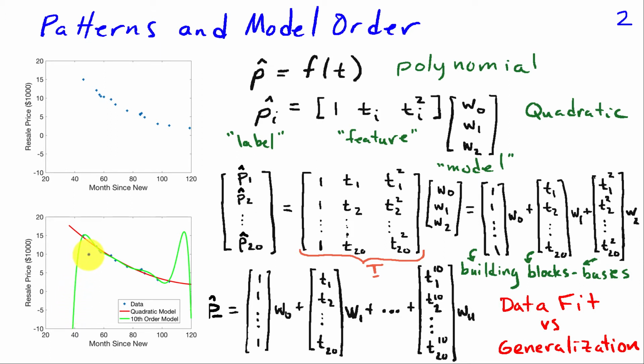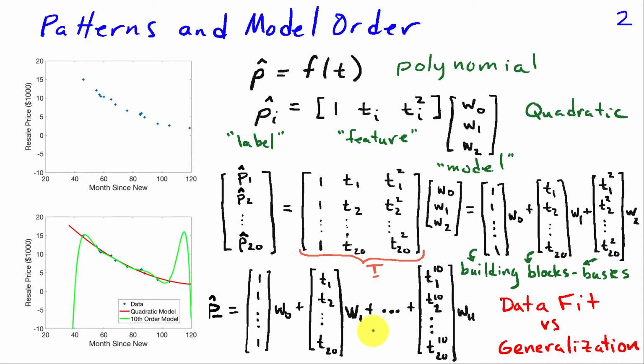So clearly this is nonsensical. What's happened is we've fit the data better by using a higher order model. We have more parameters, but the model is less able to generalize. In other words, it's not as well able to predict what would seem to be a reasonable behavior in between time points at which we have measurements. And this illustrates a common issue in machine learning with respect to model order.